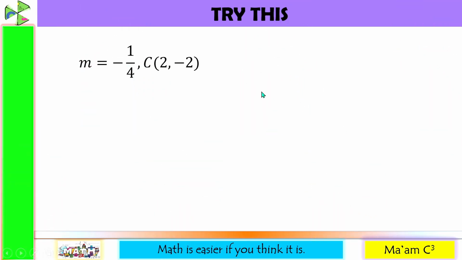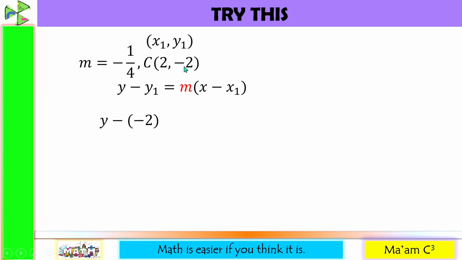Try this. We have here the slope, negative 1/4, and a point, (2, negative 2). Since we are given a slope and a point, we're going to make use of the point-slope form. Y minus y sub 1 equals m times x minus x sub 1. This is our point. Let us label this as x sub 1, y sub 1. Now let us substitute. We have y minus y sub 1. Our y sub 1 is negative 2, so it will become y minus negative 2.